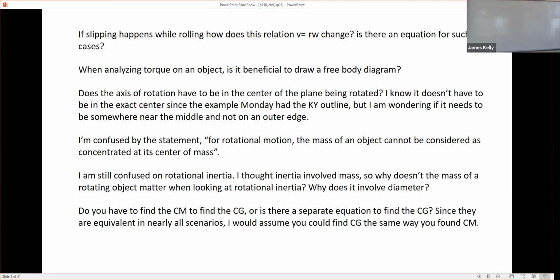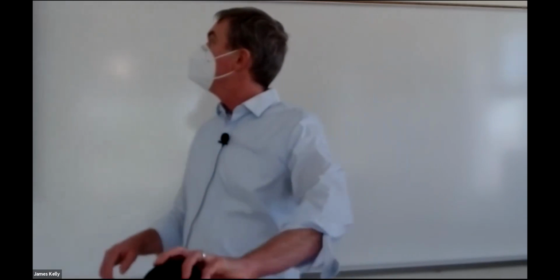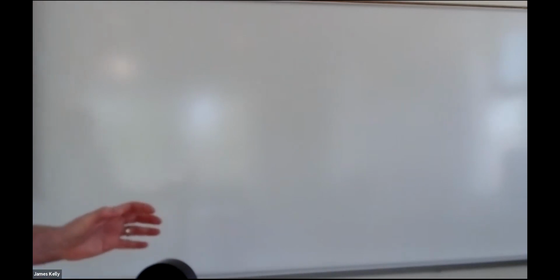So this was for V center of mass equals R omega. That's for rolling without slipping. If I lower this down a little bit, if something's rolling without slipping, so it's not skidding as it rolls along, the faster it rotates around its axis, the faster the center of mass of this is moving through space. And the question that several people asked is, well, what happens if it is slipping while rolling?